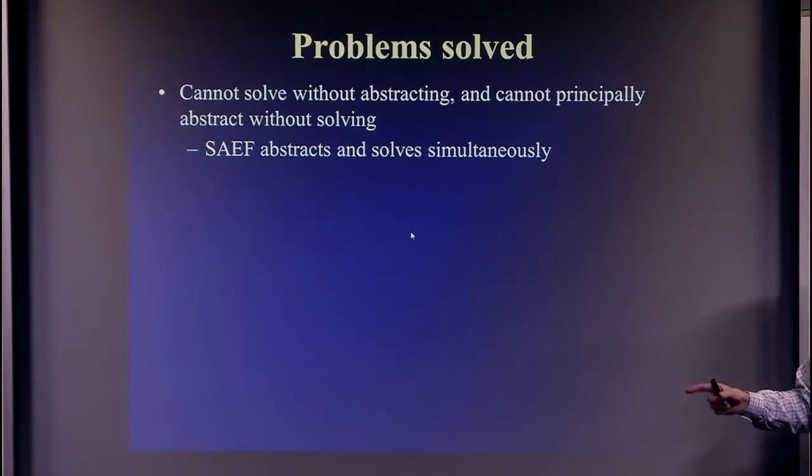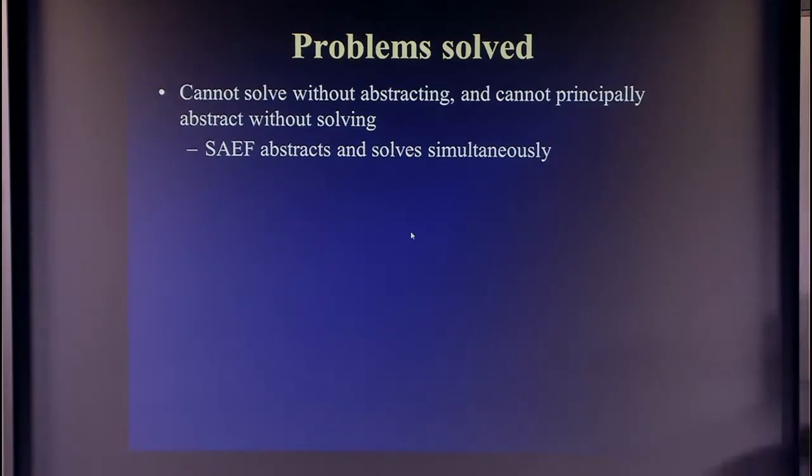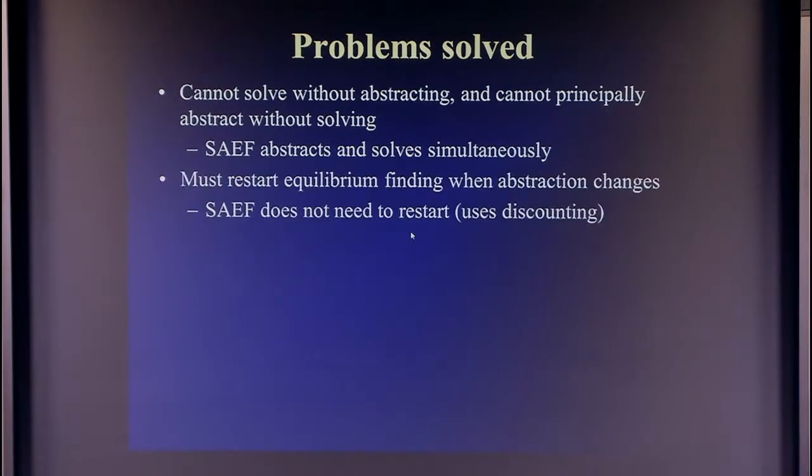If two information sets have the same probability vector, those should be bucketed together. But we don't know the probability vectors. They're the output of the equilibrium finding. So this is a chicken and egg problem. Simultaneous abstraction and equilibrium finding abstracts and solves simultaneously, so it cuts through the chicken and egg problem.